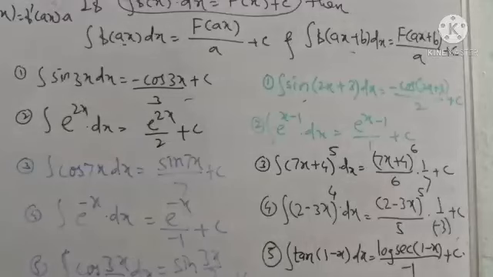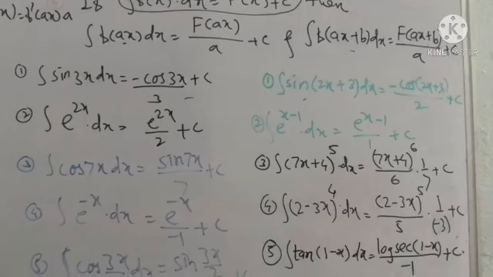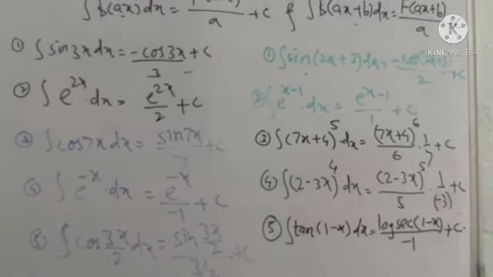Here is the same: 2 minus 3x, here the coefficient of x is minus 3 and the power is 4, so its integration is 2 minus 3x raised to 5 divided by 5 into 1 by minus 3 plus c. And finally, integration of tan. Actually, integration of the tan function is always log of sec x if the standard integration is given, but here x is replaced by the linear term 1 minus x, having coefficient of x as minus 1, so integration of tan of 1 minus x dx is log of sec of 1 minus x divided by the coefficient of x, which is minus 1, plus c.